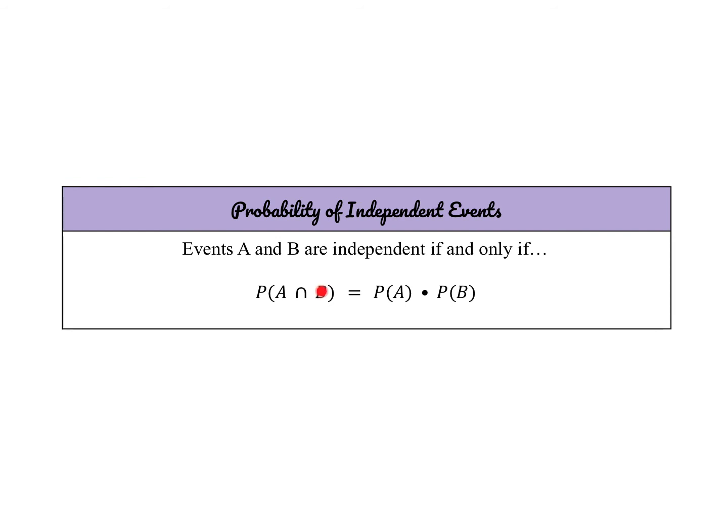So this is how you find the probability of the intersection, but it's also a way that you can check to see if two events are independent. So events A and B are independent if and only if this is true. In the previous examples, we checked the conditional probability to see if the two events are independent, but you can also see if they're independent by multiplying the individual probabilities and seeing if that's the same as the probability of the intersection.